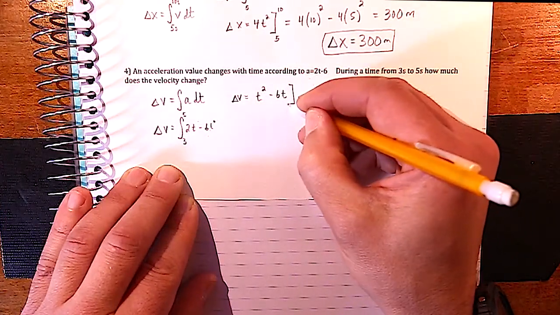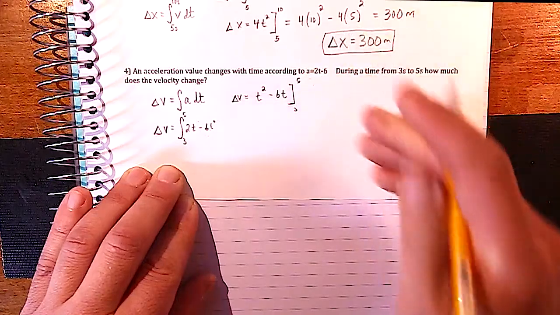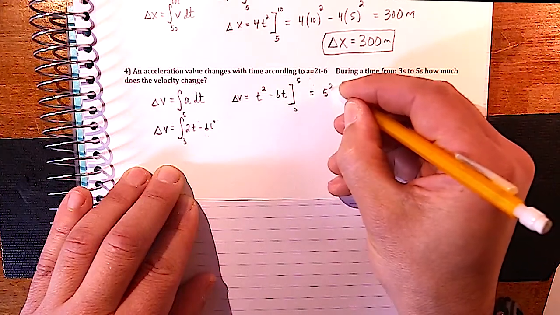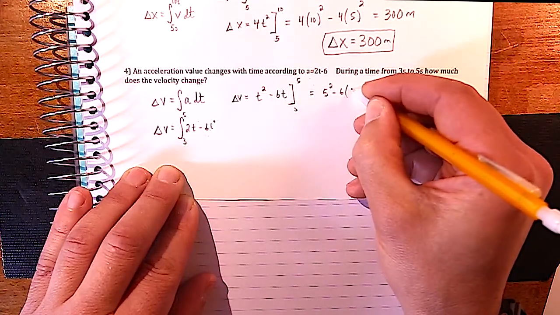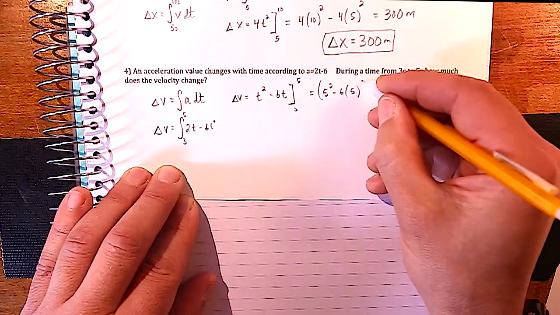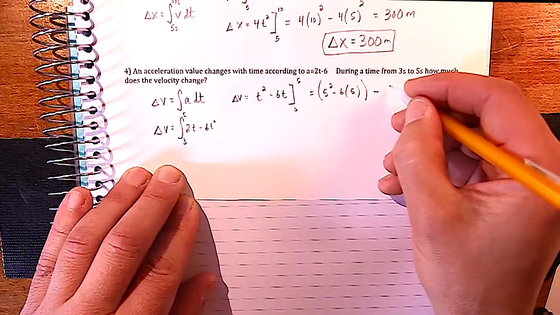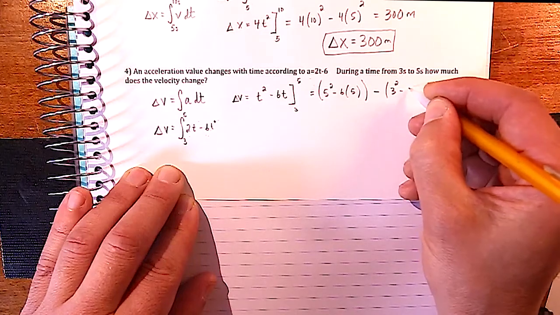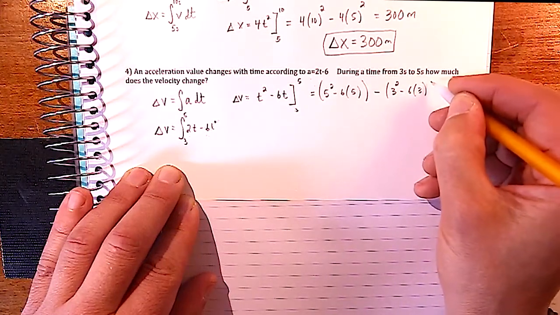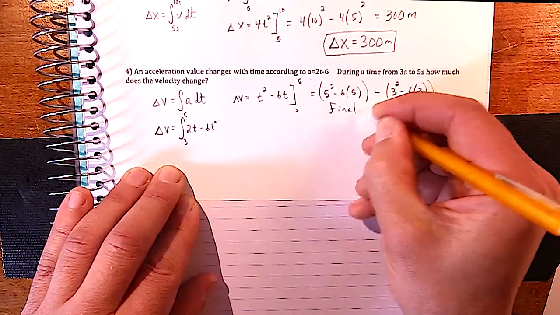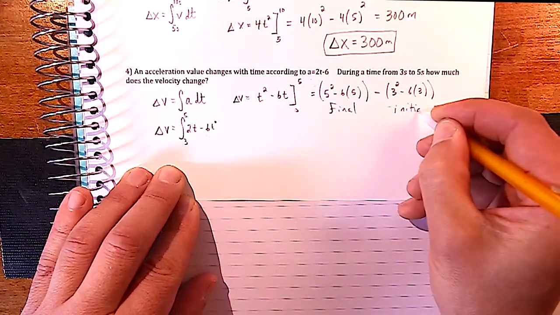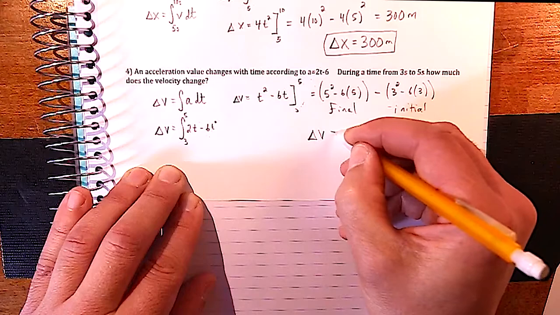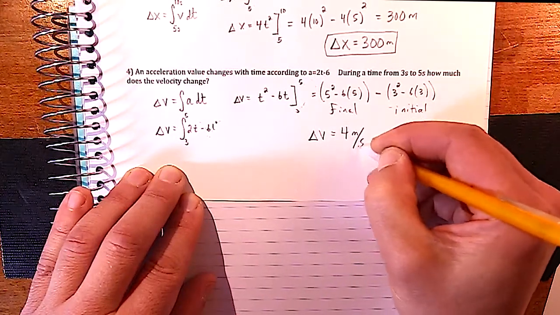But remember that we have to do this from 3 to 5 seconds. So what is that? That's going to be 5 squared minus 6 times 5. And then that's our final, minus our initial, which is going to be 3 squared minus 6 times 3. So all of that is our final, and all of that is our initial. Remember, that's what the bounds are, final minus initial. And when you do that, you get a change in velocity of 4 meters per second.